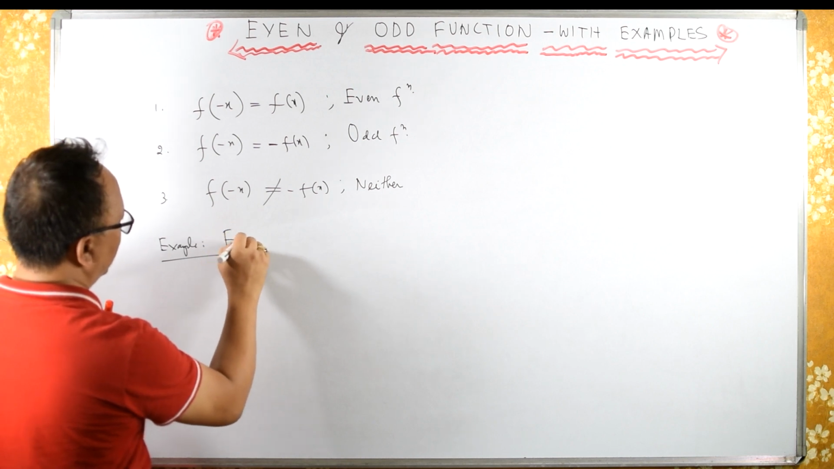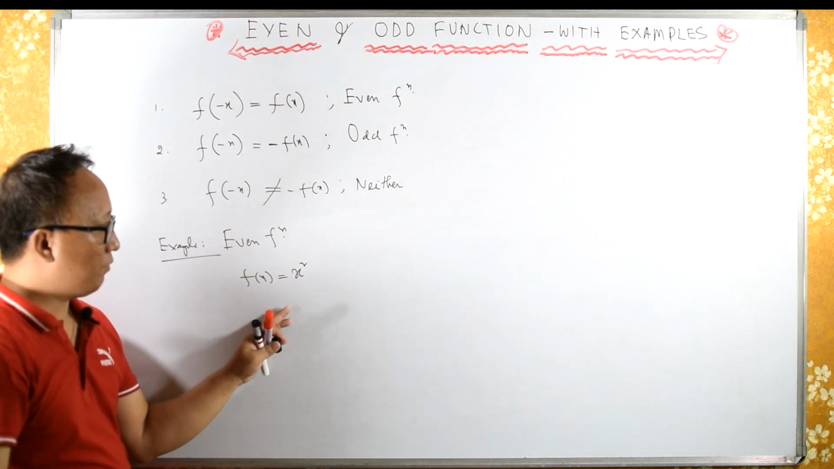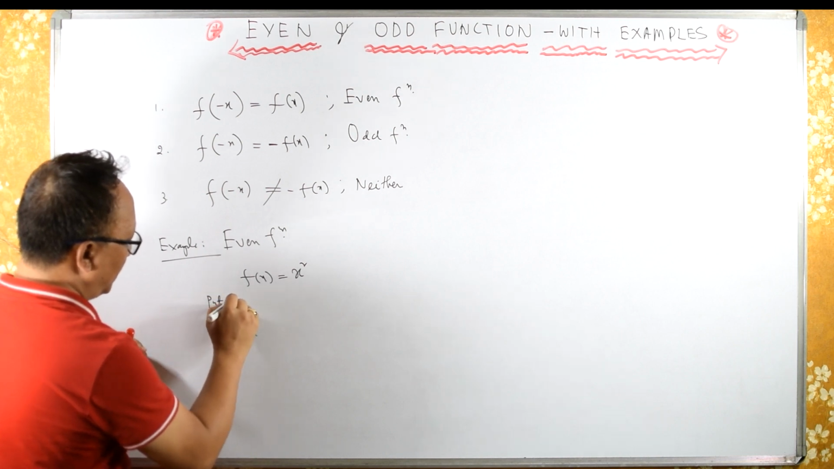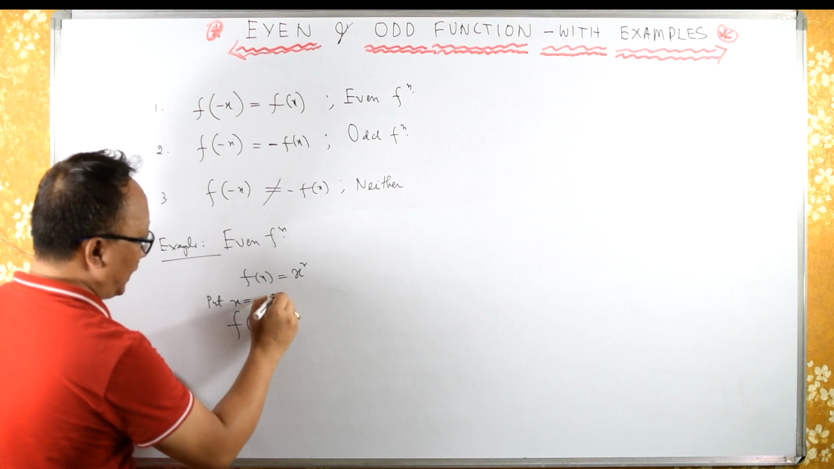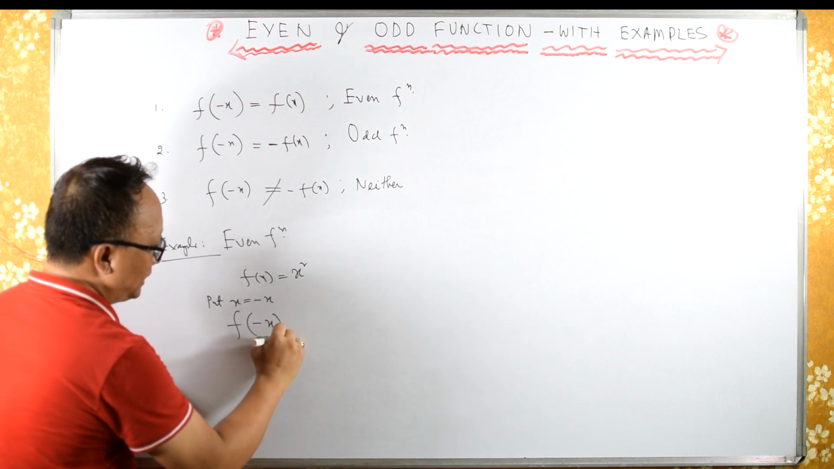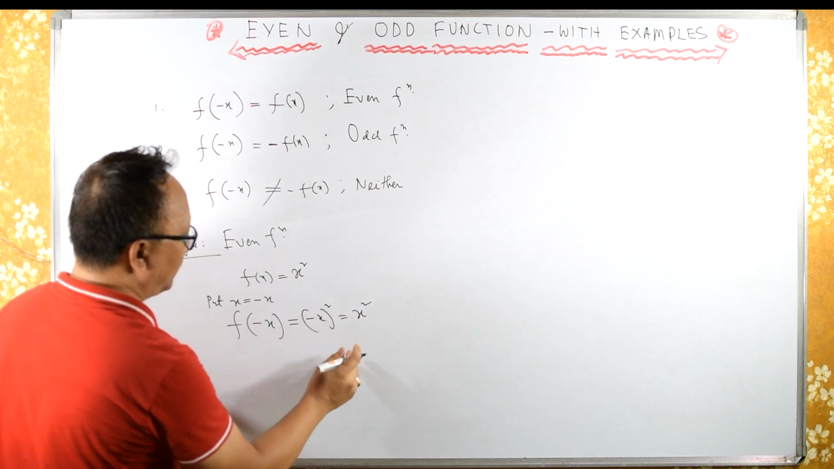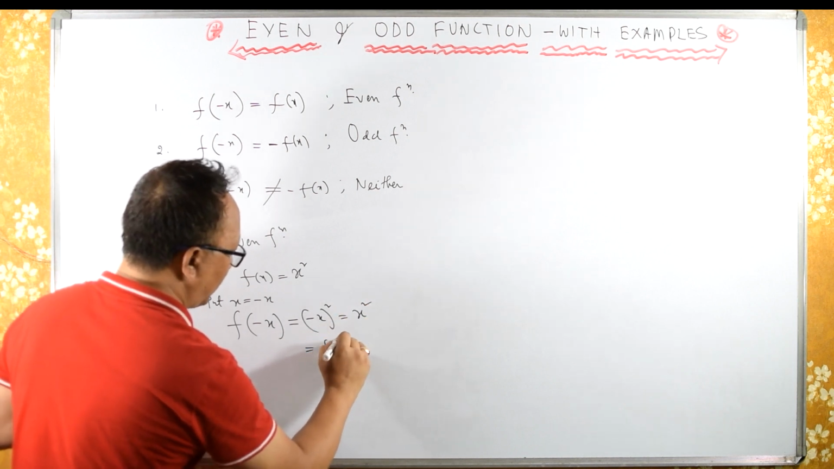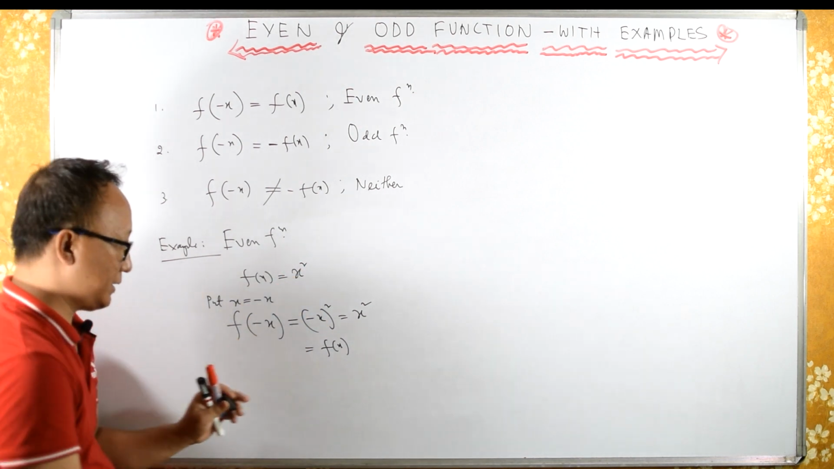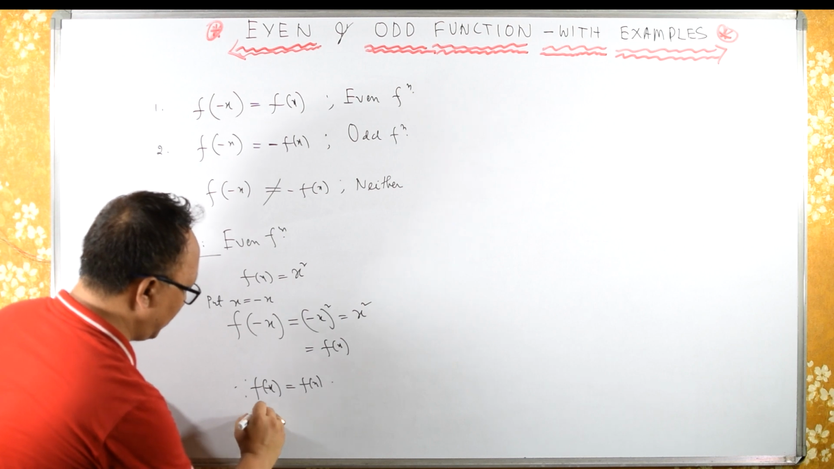Say f of x is x square. Why is it even? Let's substitute minus x instead of x. So f of minus x equals minus x raised to square, which is x square. Therefore this becomes f of x. x square is f of x. Therefore f of minus x becomes f of x.